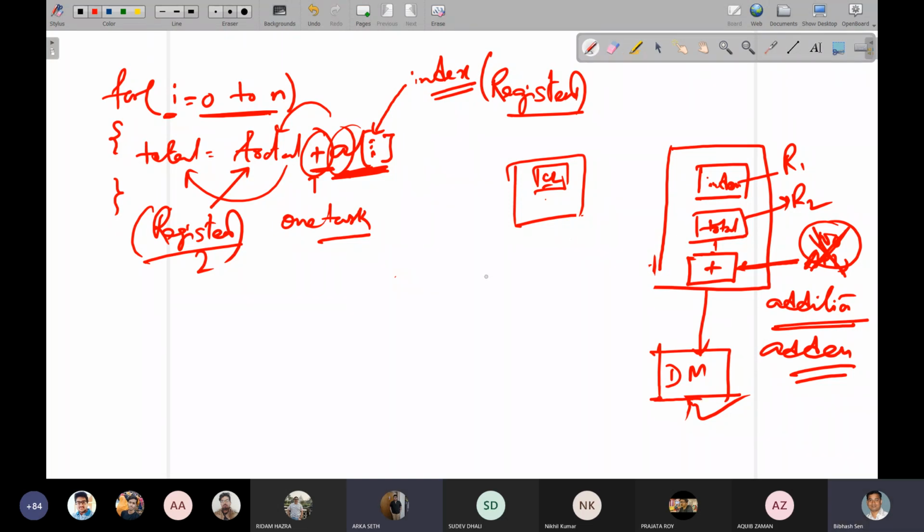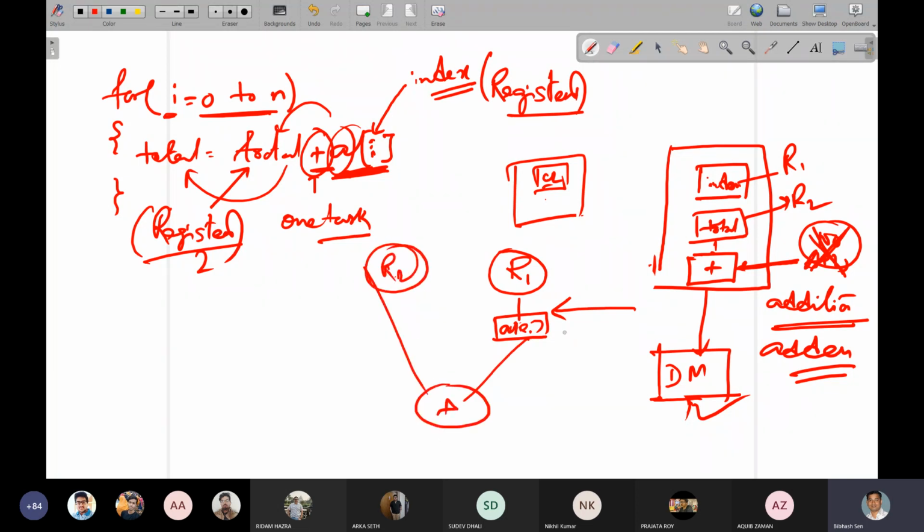I am telling that suppose this is the R1 value. R1 is the index value. From the data memory, you have to get the value of A[R1]. Whatever the value of I was, you will get that value, and that will be added to R2 in the next phase. If this value is not available, I can't do the addition, and finally this will be stored here.